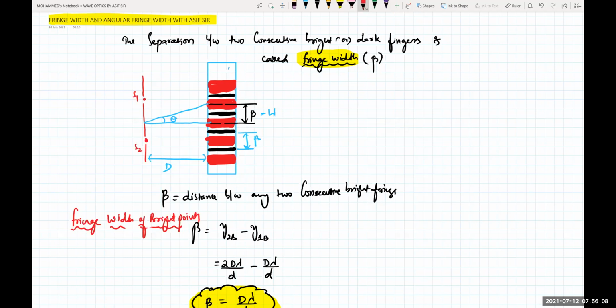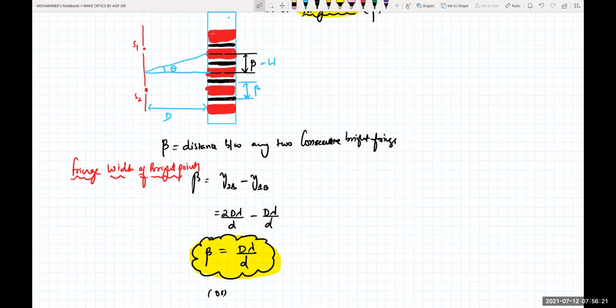Or the distance between two dark points. See here, I have taken two dark points here, one dark point and here one dark point. So the distance between two consecutive bright points or two consecutive dark points is called a fringe width, and it is represented by beta. Beta is the distance between two consecutive bright fringes.